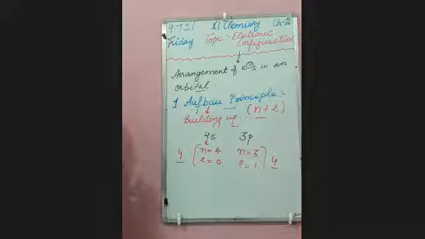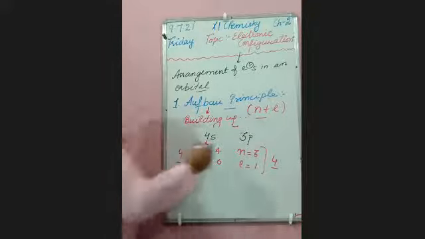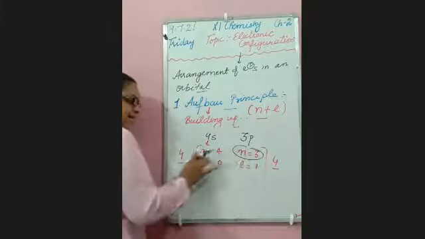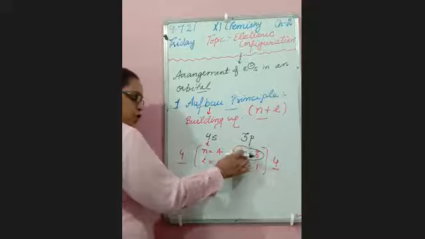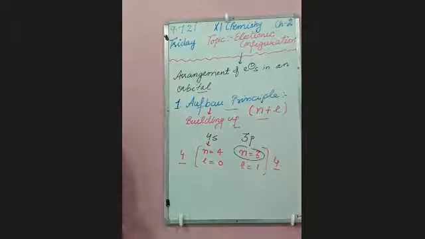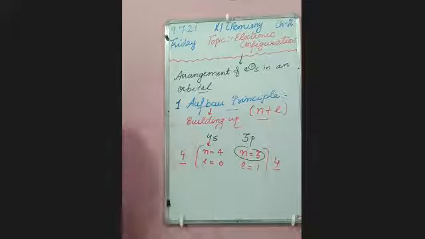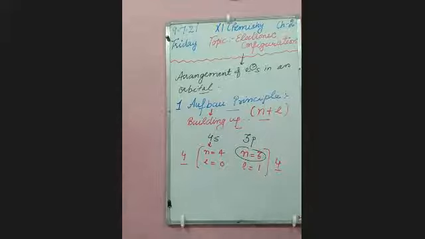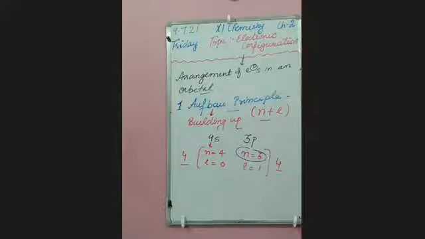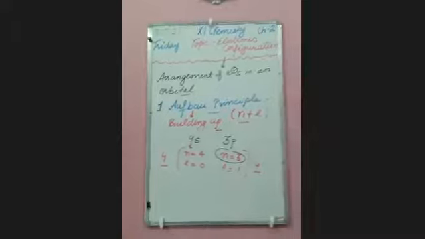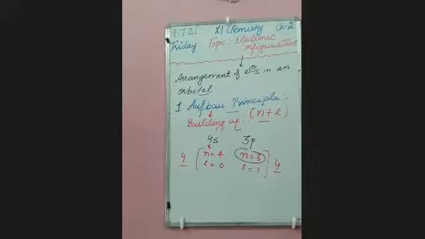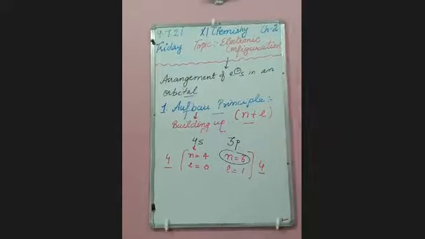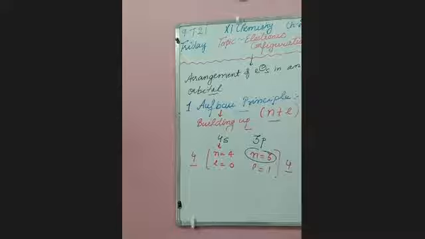Now, which will fill first? Who will decide? The one whose value of N is less. In this case, N is 3; in this case, N is 4. So in the case where N plus L is the same, we will fill the orbital whose N value is less. Okay? Is it clear or any doubt? Any doubt, please let me know. Simple it is, the N plus L rule.